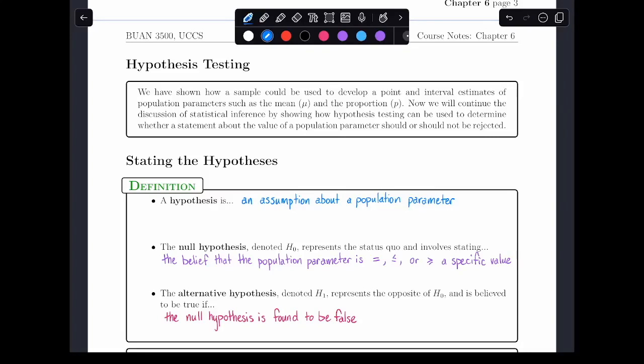Now we're going to review a little bit about hypothesis testing before we launch into doing some hypothesis testing in some of our big examples with our large data sets.